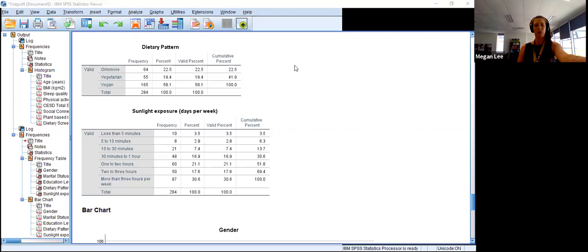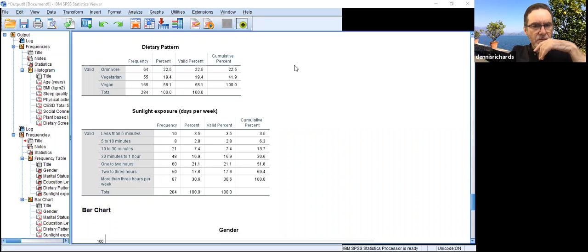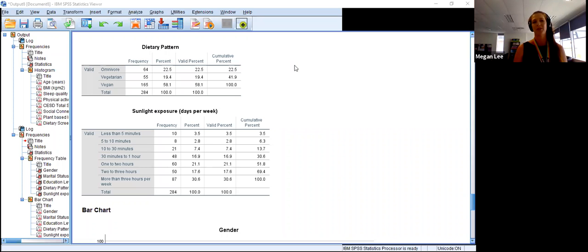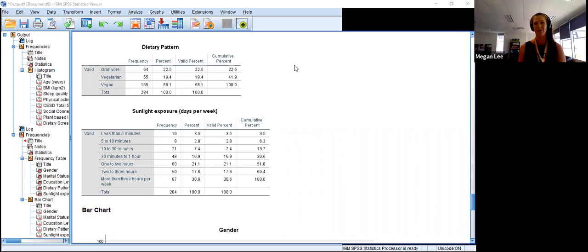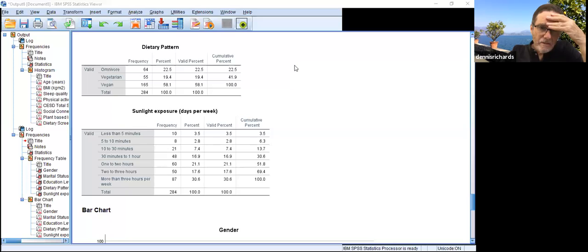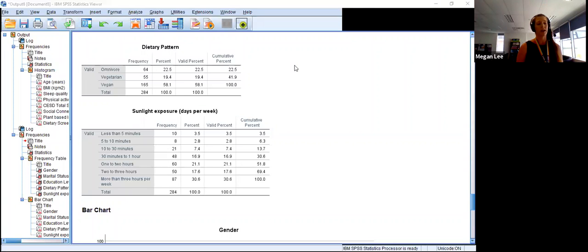Excellent. So, all important category, our omnivores, vegetarians and vegans. Very important, because remember I said for normality to be assumed and for us to be able to do any form of analysis, we must have at least over 30 people in each category. So how many omnivores did we end up with? 64. Not many. It's about 23%. How many vegetarians do we have? 19%. And how many vegans do we end up with? 60%. Wow. We actually thought when we started recruiting that we were going to have trouble getting vegans.